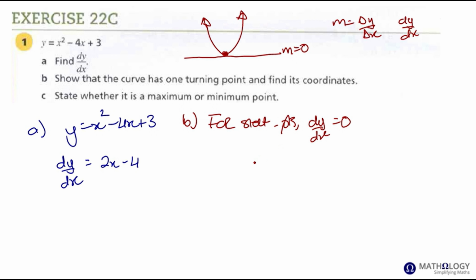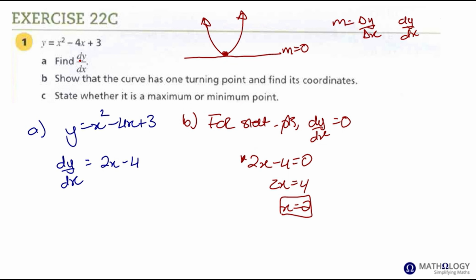So dy dx is 2x minus 4, so 2x minus 4 equals 0. 2x equals 4, x equals 2. This is a linear equation, and the fact that there's obviously only one value of x means there's only one stationary point, right? So x equals 2, so the x coordinate of the turning point, the stationary point, is 2.